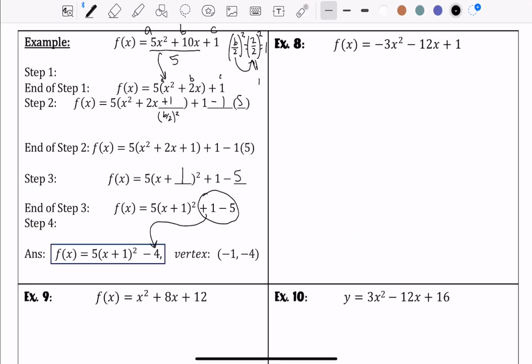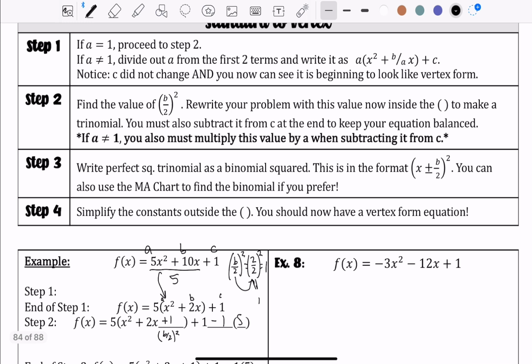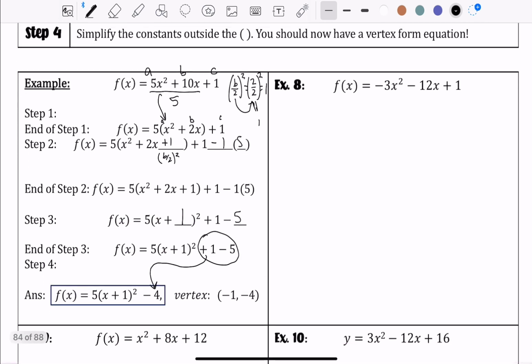Let's look at number 8. I'm just going to go back up here and read the steps. Step 1, if a is equal to 1, proceed to step 2. A is equal to negative 3, so we're going to keep doing step 1. If a doesn't equal 1, divide out a from the first 2 terms and write it as, notice C did not change, and you now can see it is beginning to look like vertex form.